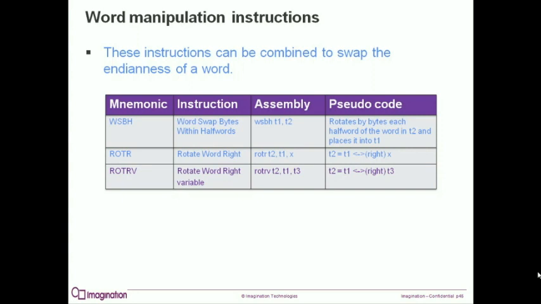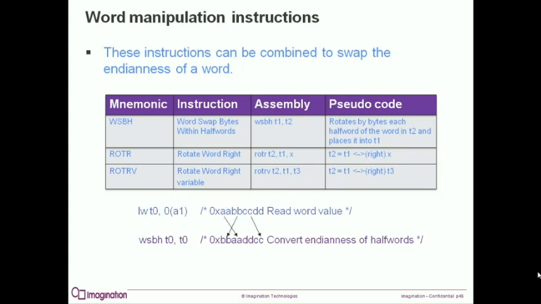Let's look at an example of an endianness swap. First, load the word into a register. Next, swap the bytes in each half word using the word swap half word instruction. Then use the rotate word instruction giving it an immediate value of 16 to swap the half words.